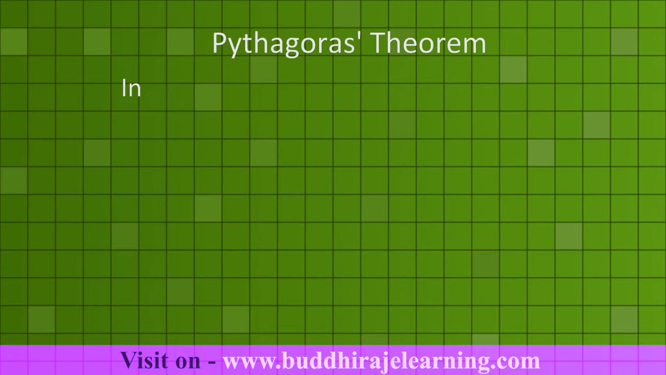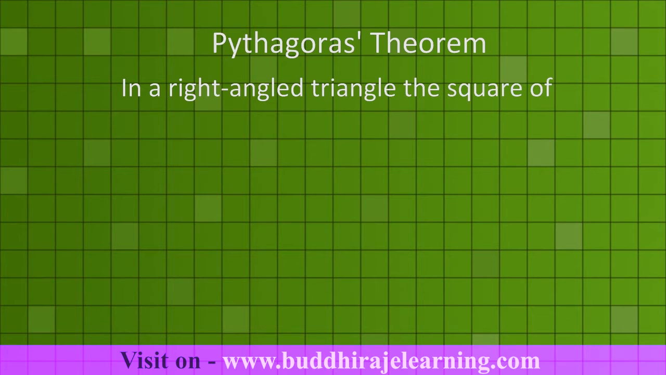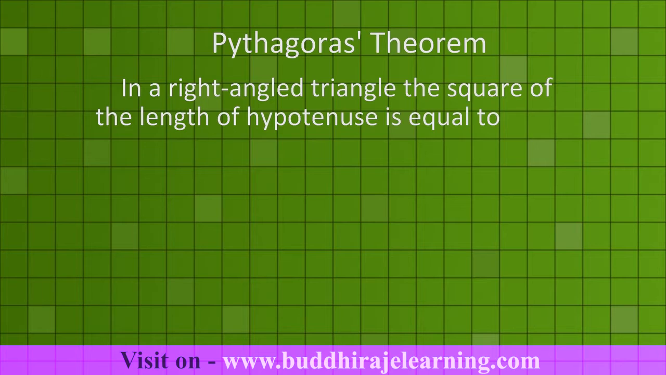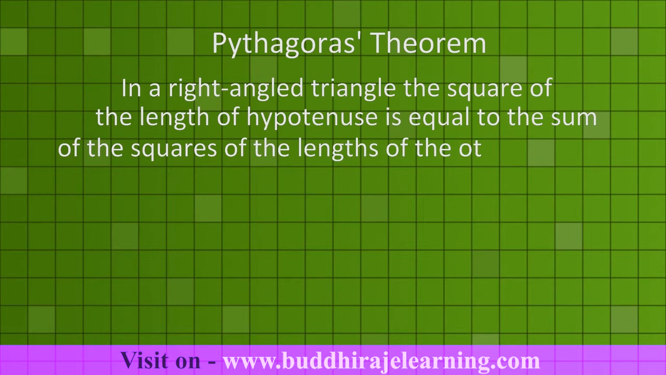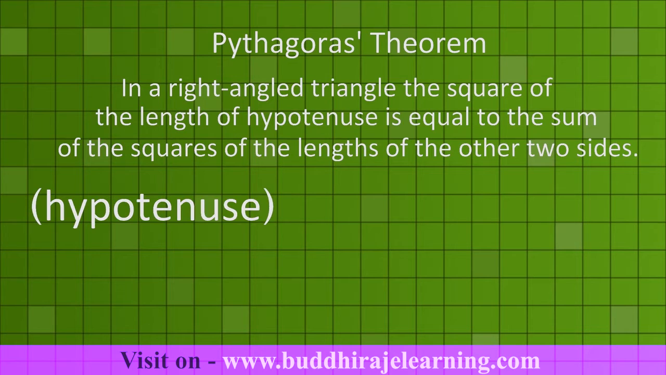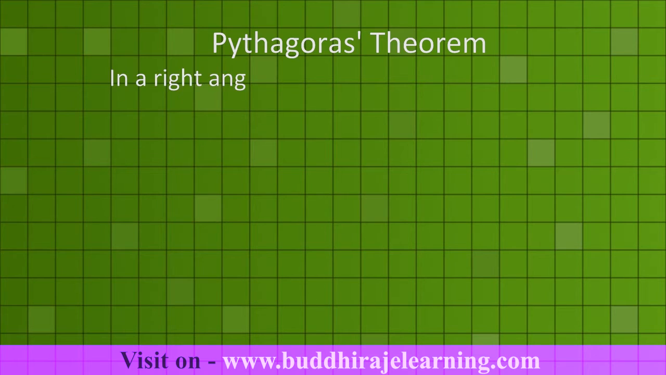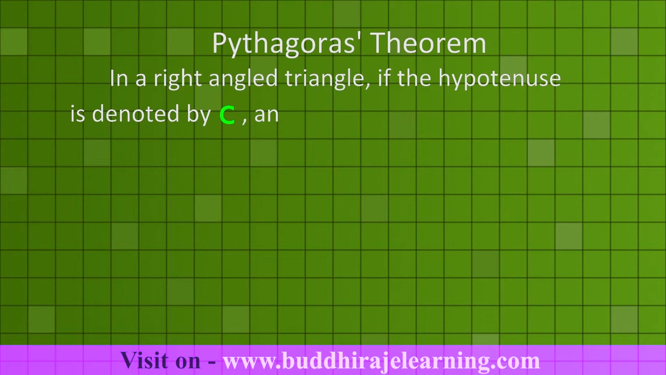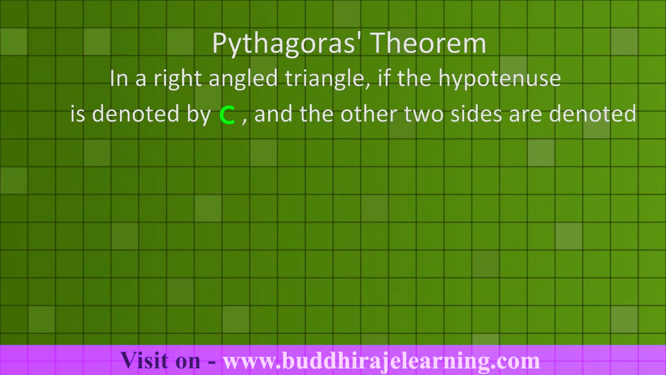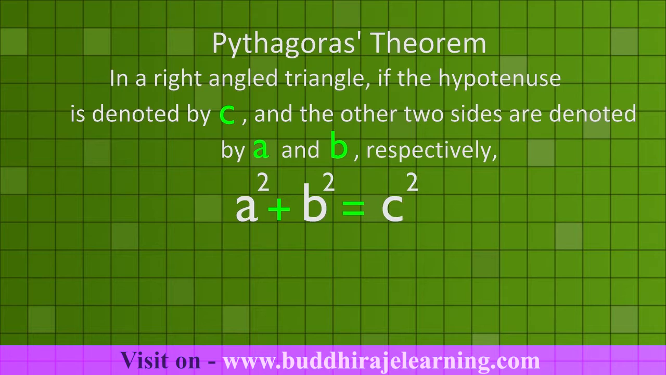Students, in a right angled triangle, the square of the length of the hypotenuse is equal to the sum of the squares of the lengths of the other two sides. That is, hypotenuse square is equal to base square plus height square. In a right angled triangle, if the hypotenuse is denoted by C and the other two sides are denoted by A and B respectively, then A square plus B square is equal to C square.